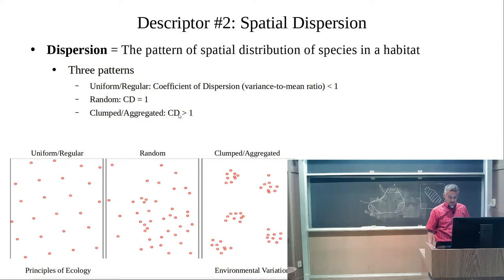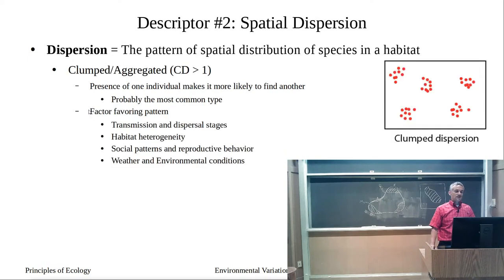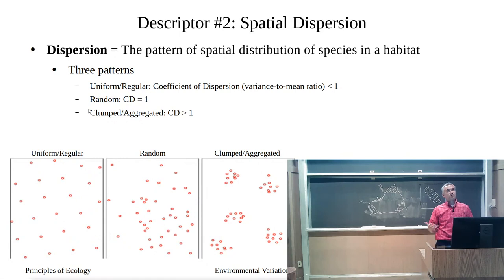I had a question: how common is it to have uniform dispersion that hasn't been caused by humans? It's not very common. As we'll learn, the most common pattern is this clumped or aggregated pattern, but we do see random and we do see uniform and regular dispersion patterns in nature. Oftentimes, they're due to different processes. So that's on our next slide, where we'll start going through what can produce these patterns.